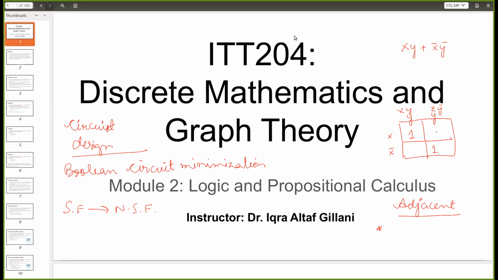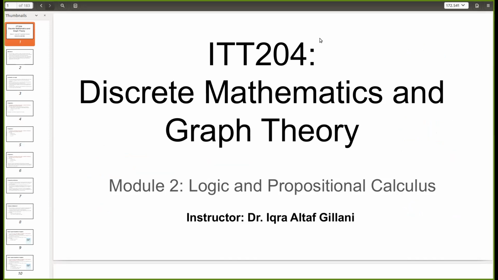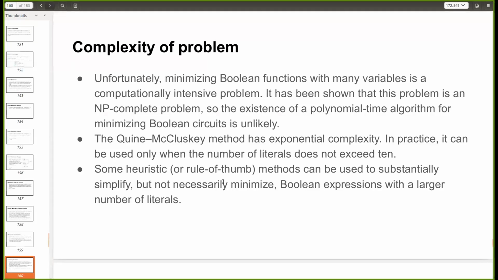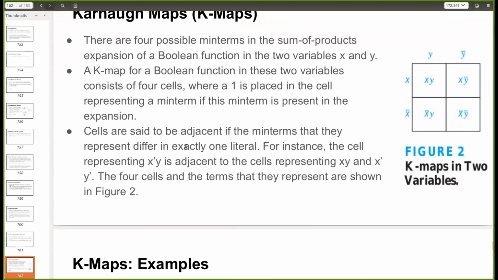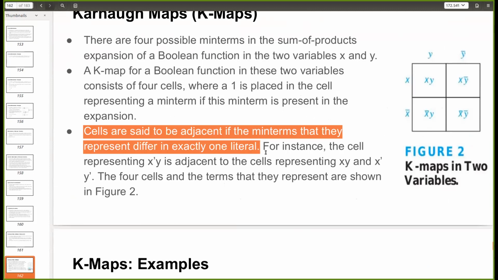So today we are going to discuss more variations of Karnaugh map to 3 and 4 variables, and hopefully we'll also do the other method. Okay, so let us start. This we discussed yesterday, and this is something you need to internalize: two cells are adjacent only when they differ in exactly one literal.